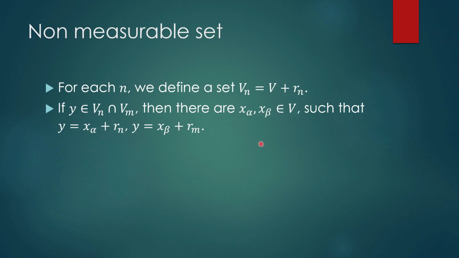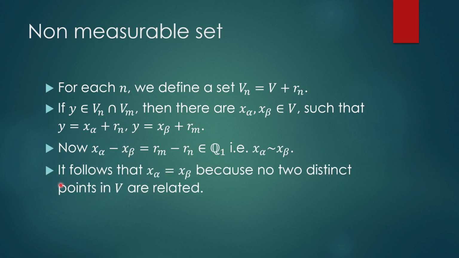So from this it is obvious that X alpha minus X beta is exactly equal to Rm minus Rn. So the difference of two rational numbers is again a rational number, and they are in Q1 again. X alpha is related to X beta because their difference is in Q1. Okay, it follows that X alpha is equal to X beta.